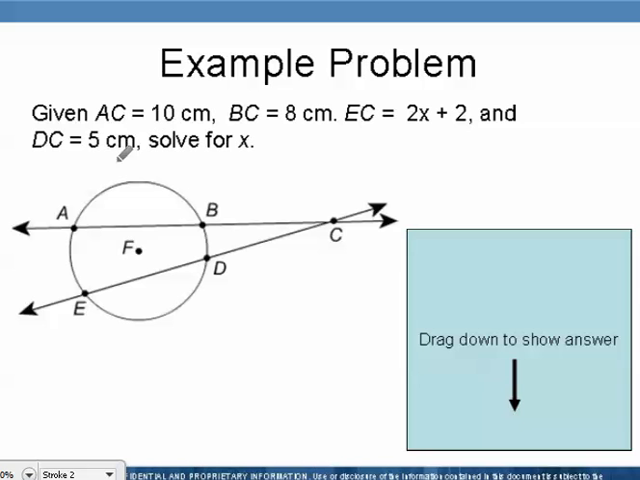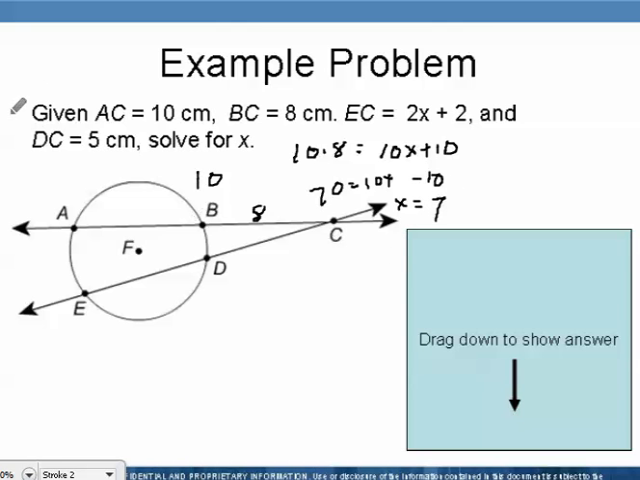So when I look at that, I've got AC is 10. That's the whole thing, 10. Okay? And BC is 8. That's the outside. So the whole times the outside is going to be 10 times 8. That's going to be equal to this other one down here. EC, that's the whole thing, 2x plus 2, outside, 5. That's going to be 10x plus 10. Okay? So if I subtract the 10, 80 minus 10 is 70, is equal to 10x. So x is equal to 7. And I've solved it for x, which is what they were wanting me to do in this problem.